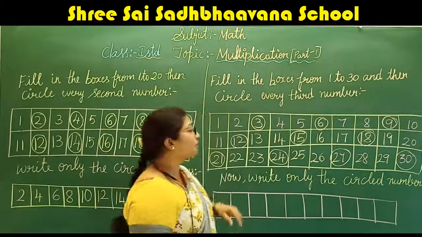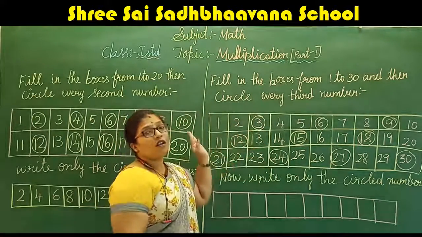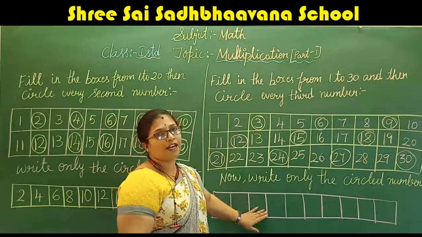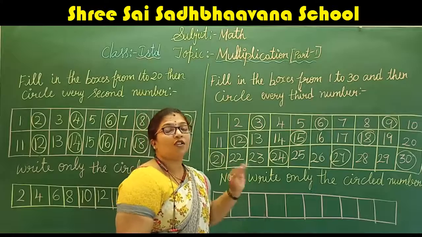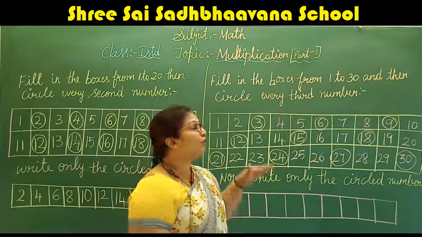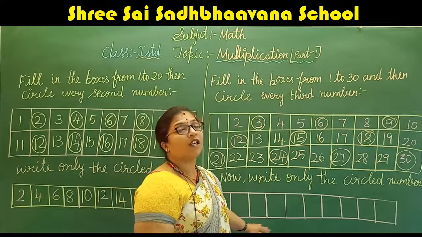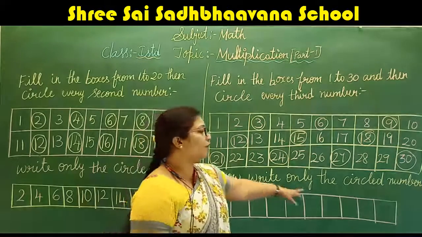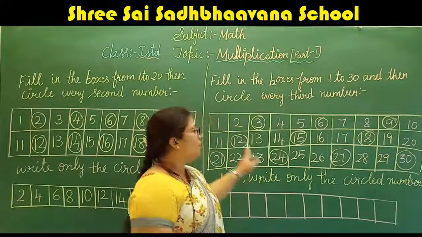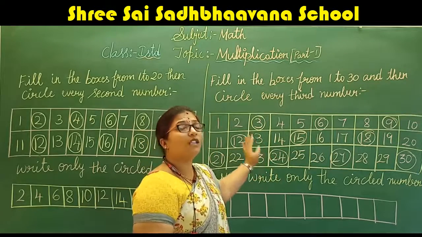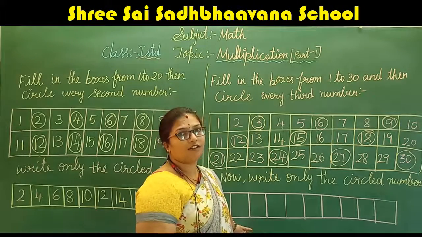Right, children? So all the numbers you circled there, you have to write in the box below. In your textbook they have given you boxes like this, with one empty box below. In that, write only the circled numbers. So whichever numbers you circled in the above box, you should write here.